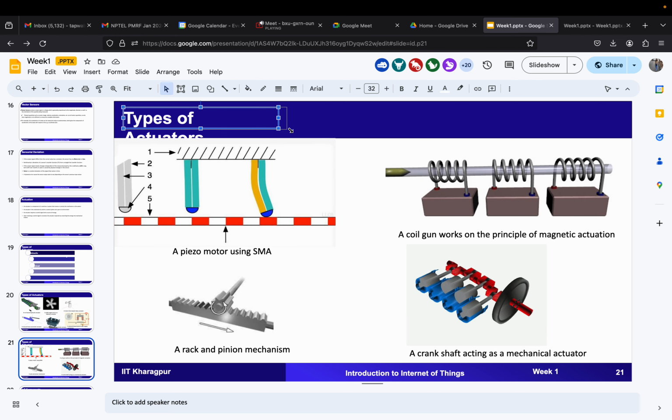Now in the next slide, the first actuator is the piezomotor-based SMA. Then the second one is a coil gun, which works on the principle of magnetic actuation. Third one is a rack and pinion mechanism, and fourth one is a crankshaft acting as a mechanical actuator. Basically the aim of these slides is to give you a brief overview of how different types of actuators look. In your exam you may get a question where you have one picture and you have to tell the name of that particular actuator or sensor.